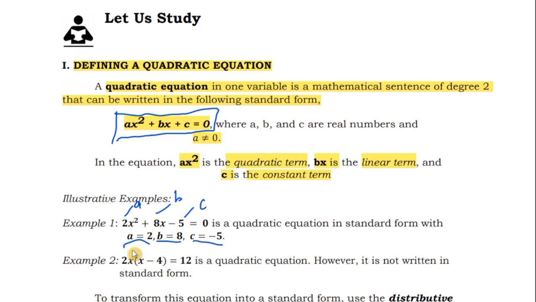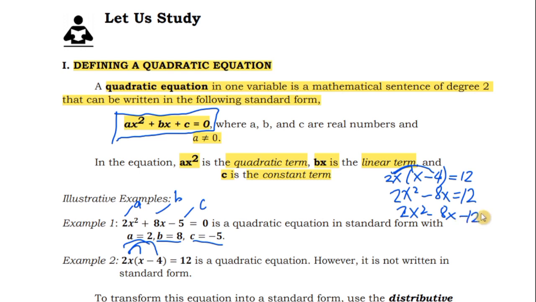Take note of that. The first thing that we should do is distribute. We have 2x times the quantity x minus 4 is equal to 12. Distribute: 2x times x is 2x squared, 2x times negative 4 is negative 8x, equals 12. Then transpose this so that the right side is 0. So here we have 2x squared minus 8x. As we transpose this 12 to the left side of the equation, it becomes negative.